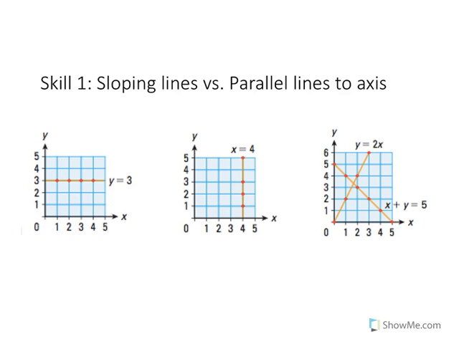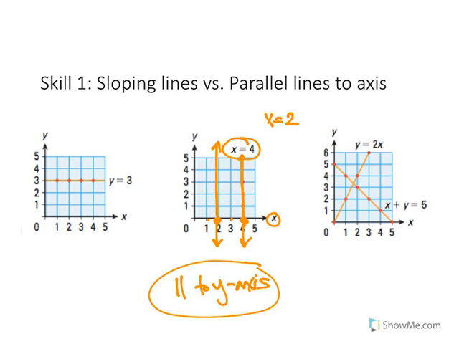Now, anytime you have an x equals something, that line is always going to be parallel to the y-axis. So let's look. x equals 4. So first find the x-axis, find 4, 1, 2, 3, 4, and from here draw your line. And I have to go straight up and down in order to showcase it. So if I had x equals 2, so go to the x-axis, find 2, and go straight up and down. There you go. So when x is equal to something, it's always parallel to the y-axis.